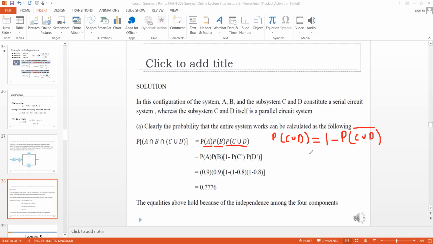Right. So which also means that we can replace this with that. But from De Morgan's rules too, we know that this should be 1 minus P of C complement intersection D complement. Or if you like, you can re-express this as C complement intersection D complement. So when you expand, you get the probability of C complement. Let me rewrite this.